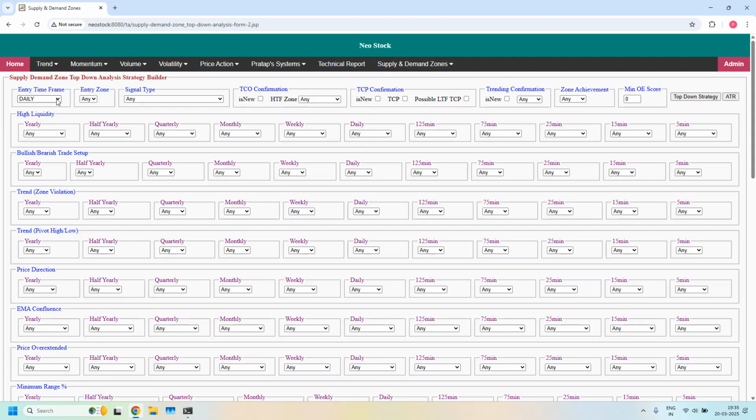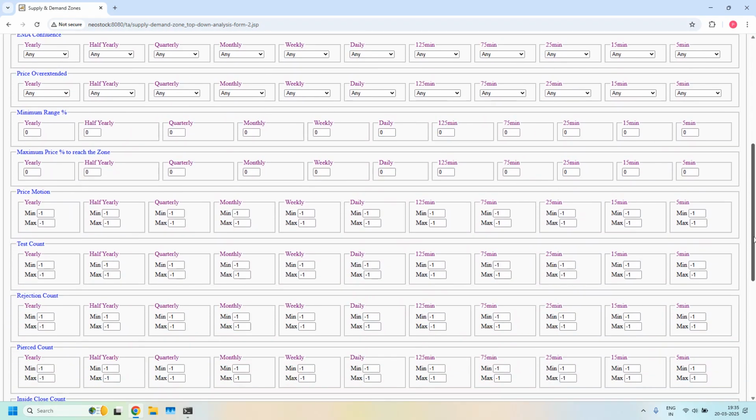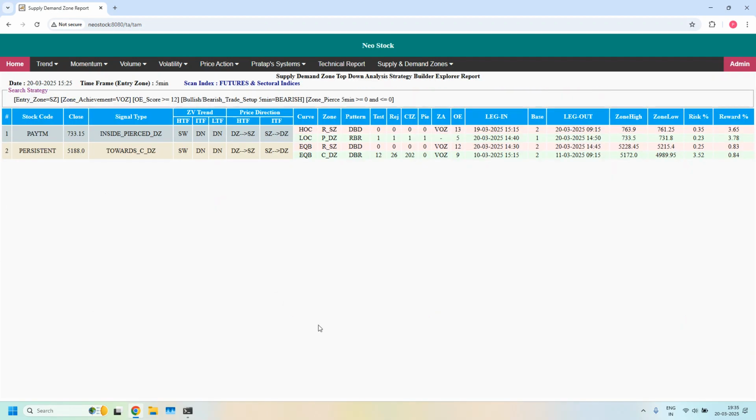Next, bearish trade setup for hourly income trade, entry time frame 5 minutes, entry zone, supply zone. In bullish or bearish trade setup 5 minutes, I am selecting bearish. Zone achievement V was at, minimum order enhancer score 12. And the 5 minute supply zone should not be pierced. So in the pierced count, 5 minutes time frame, setting minimum value 0, maximum value 0. With these filters, we got only 2 stocks supporting bearish trade setup for hourly income trade.